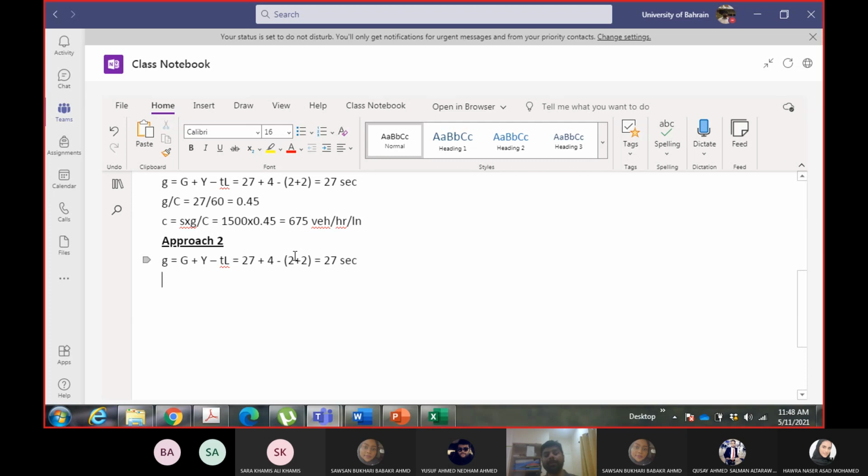First of all, I will calculate how many cycles I have in 1 hour. I have 60 seconds of cycle length, and in 1 hour I have 3600 seconds, right? So how many cycles can I have in 1 hour? 60, right? In 1 cycle, I had 27 seconds of effective green. So in 60 cycles, how much effective green will I have? Let me call it total effective green.